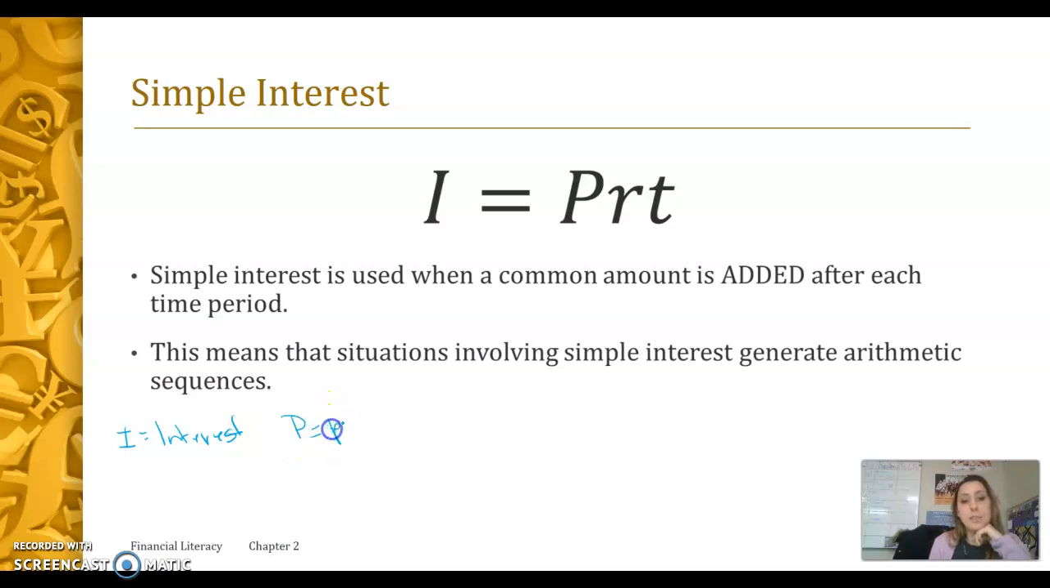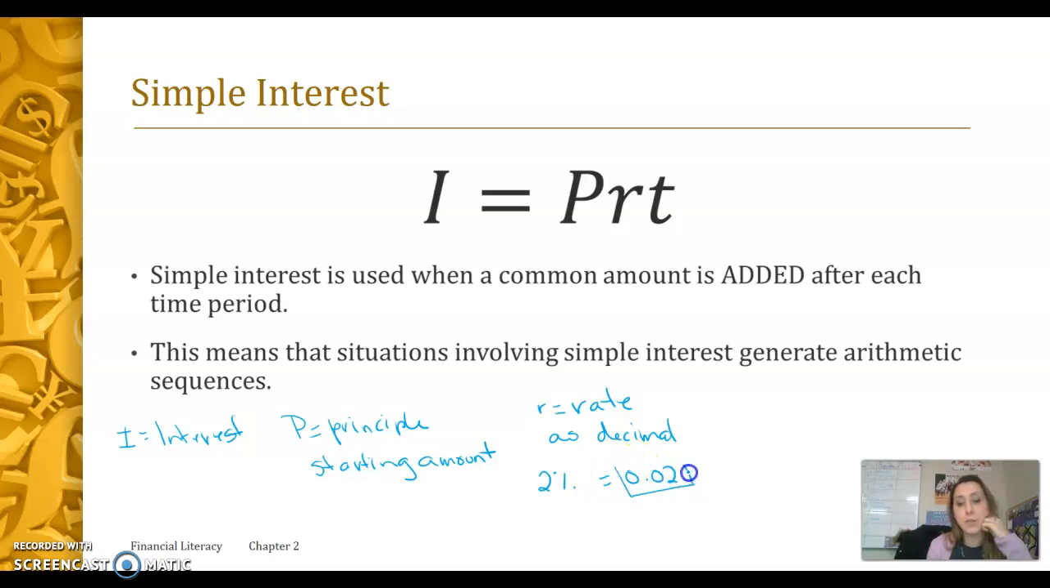The P is principal, or your starting amount, or your initial deposit. There's different ways to call it, but that's what it is. The R is your rate, and that is going to be written as a decimal. So an example of that is if we have a 2% rate, then we would need to write that as 0.02. This is what we're looking for. So be careful, that is a number one mistake that students typically make.